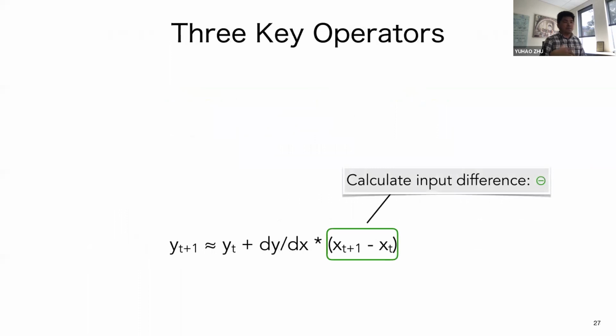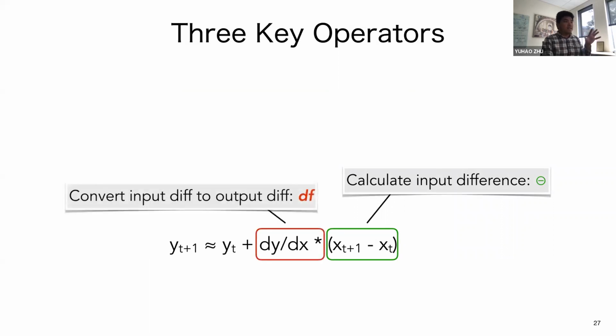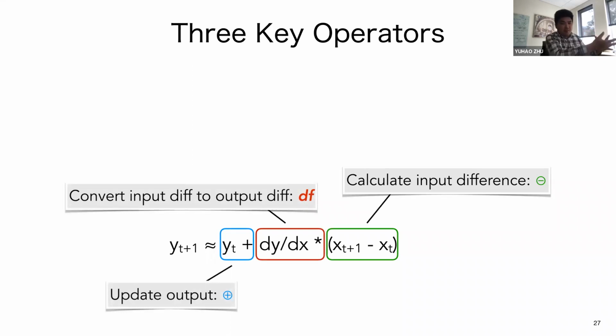The first operator is basically calculating the difference between 2 consecutive inputs, right? Once you've got the input difference, the second step is to convert the input difference to an output difference, so delta input to delta output. That's what the second operator is effectively doing. Once you've got the delta output and the previous output, all you have to do is update the output using the delta output and the previous output to get the new output. So that's the way to look at this approximation. It's really these 3 operators.